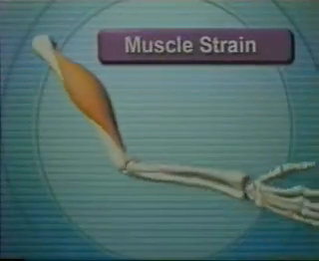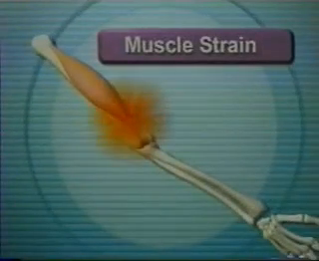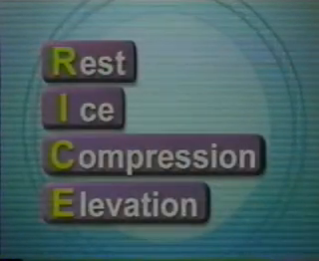Care for dislocations in the same manner as fractures. Do not try to put the displaced parts back into their normal position because nerve and blood vessel damage could result. Strains occur when a muscle is stretched beyond its normal range of motion and tears. Use the RICE procedures to provide care.